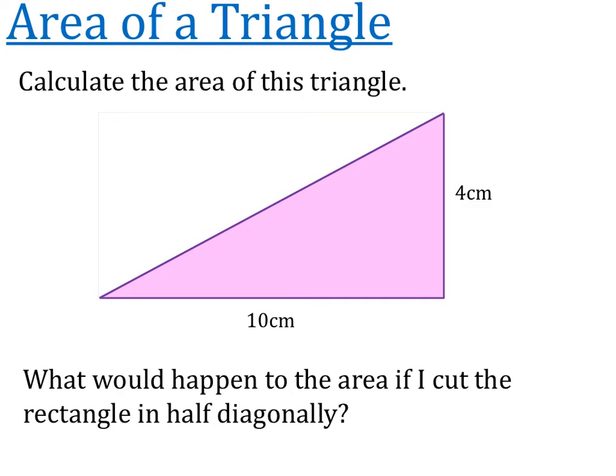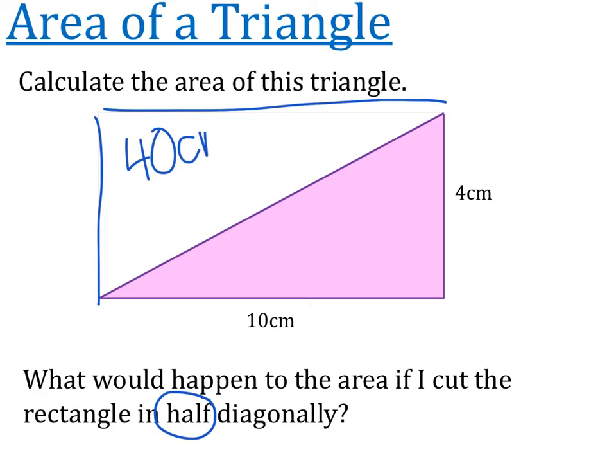Now, what would happen to the area of that rectangle if I cut that rectangle in half diagonally and the shape looked like this? Well, if I'm cutting it exactly in half, then I can take the old area. If this was the entire rectangle, then that area was 40 centimeters squared. If I had cut it in half, I could just divide that by 2. So 40 divided by 2 is equal to 20. So this new pink shape has an area of 20 centimeters squared.